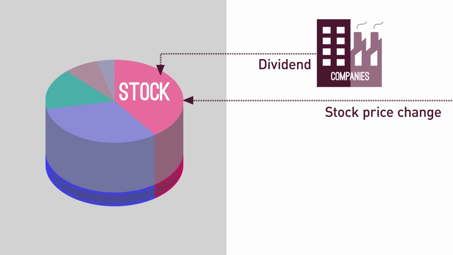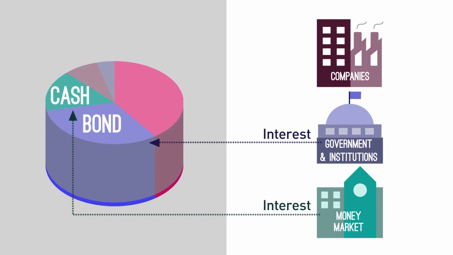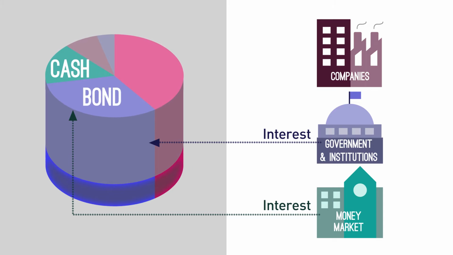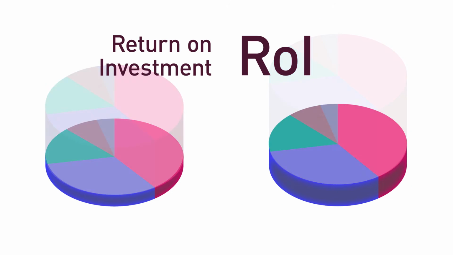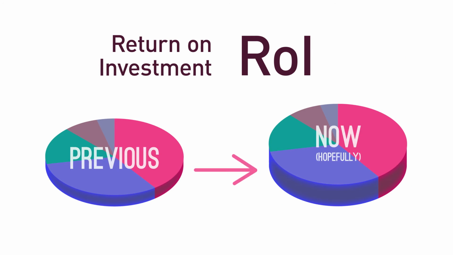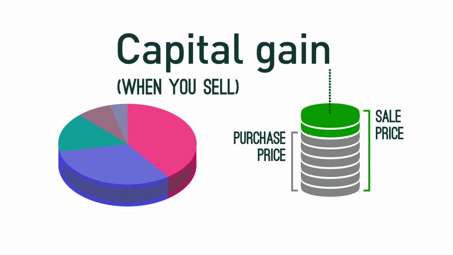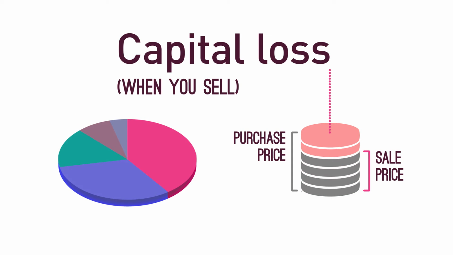While stocks bring dividends or increase their value in the market, bonds and cash equivalents bring interest to the fund. What you see as return on investment is the combined growth of the various assets and the potential capital gain or loss when you sell your fund.